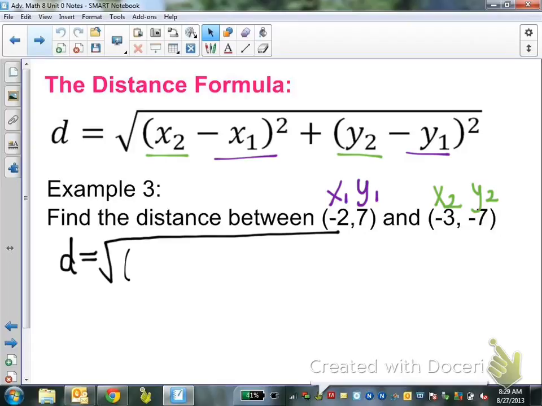So x2 minus x1, which one is x2? -3 minus x1, which is -2, so make sure you put it in parentheses, squared, plus, okay, guys, so if -3 is my x2, what's my y2? -7. So -7 minus, what's y1? 7, squared.